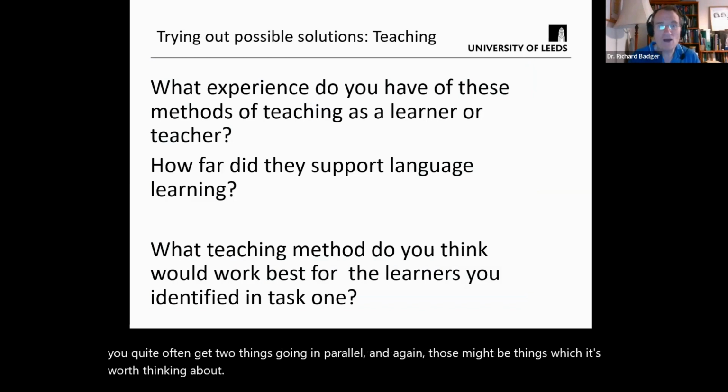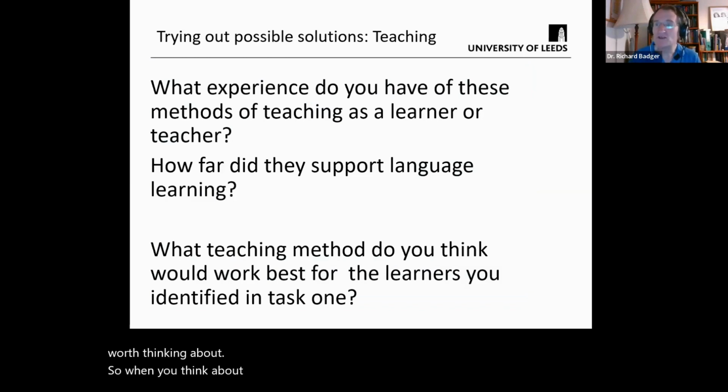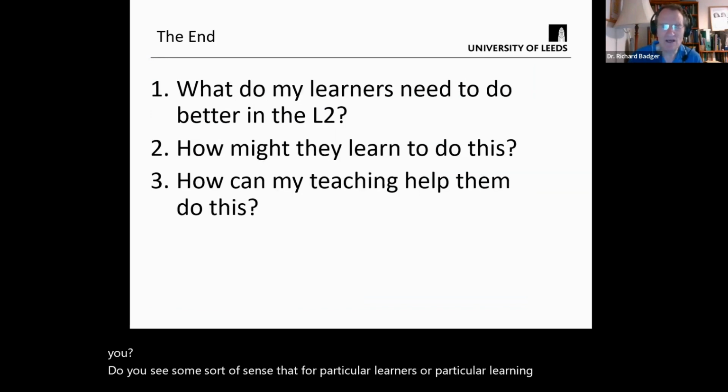So when you think about these, which of the methods do you find most useful, and do you see some sort of sense that for particular learners or particular learning objectives, certain things work better than others?